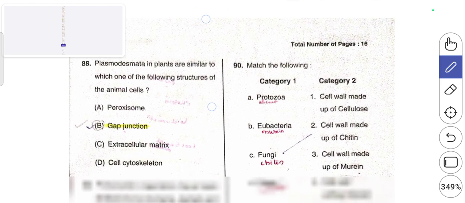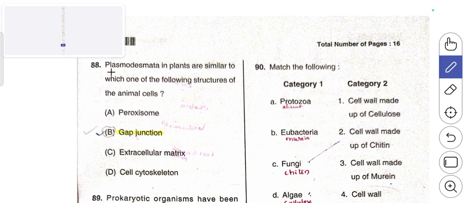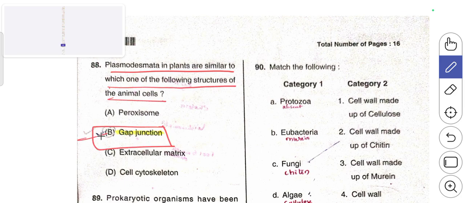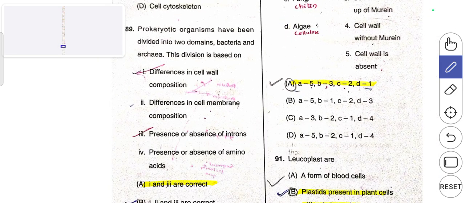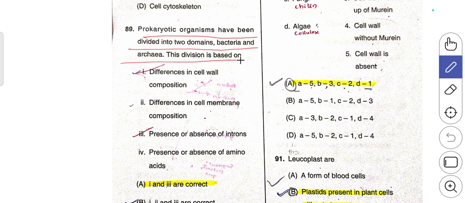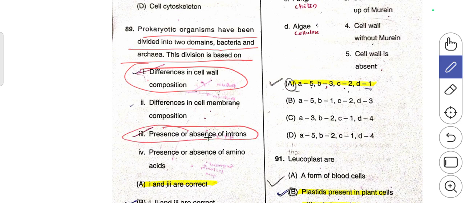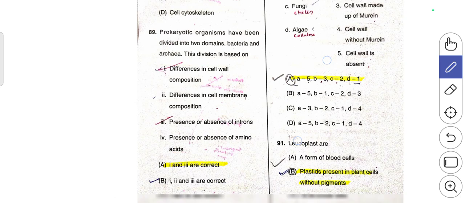Then 88th question: plasmodesmata in plants are similar to which one of the following structures in animal cells? That is the gap junction. B is the right answer. Then 89th question: prokaryotic organisms have been divided into two domains, bacteria and archaea. This division is based on the difference in cell wall composition and the presence or absence of introns. So A is the right answer for this question.